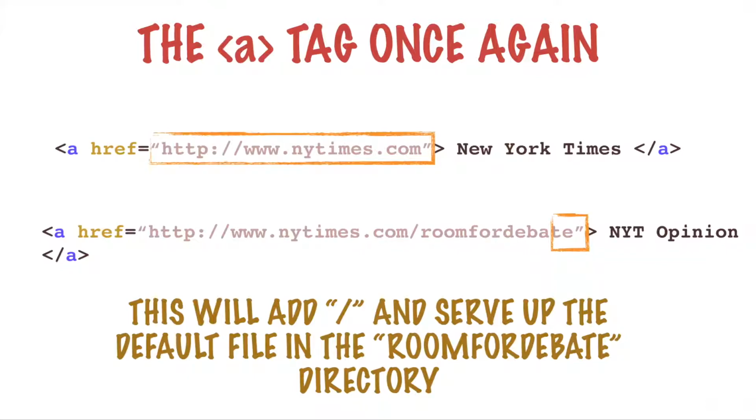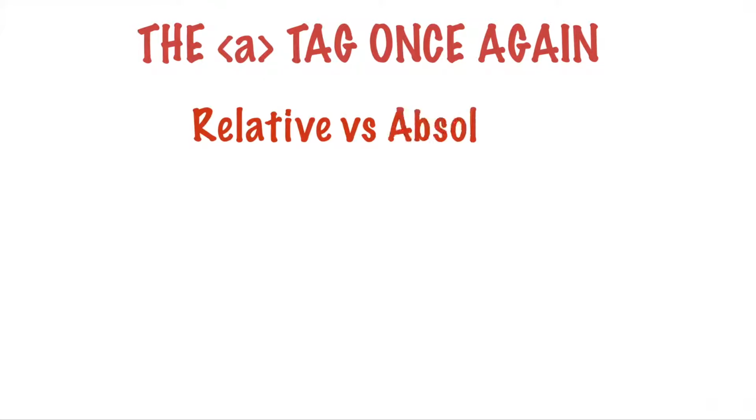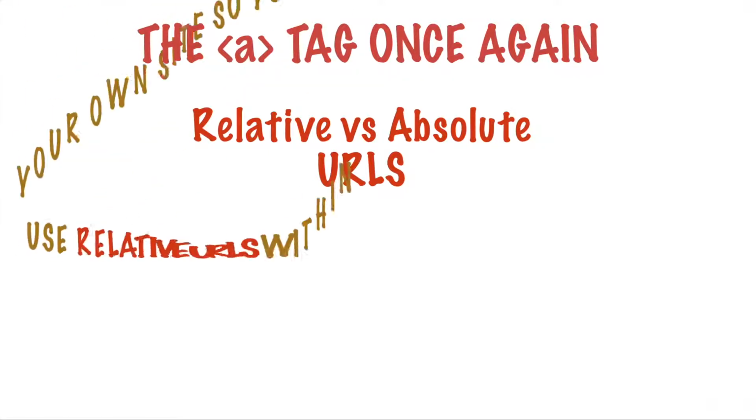Implicitly, a / will be added, creating a directory name called Room for Debate, and the default HTML file, which would be called either index.html or default.html inside that folder, would then be returned to the client. Now that we know that the A tag, the A HTML tag, accepts both relative and absolute URLs, which should we use? Well, the answer is it depends.